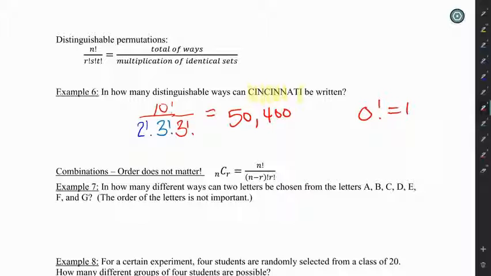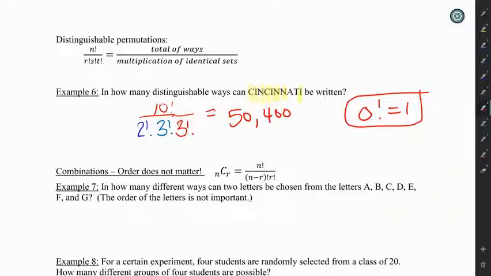Back to the reason why 0 factorial equals 1. If you're doing 0 factorial, like let's say we're talking about a bookcase. If I want to know how many ways I can put 0 things on a bookcase, there's one way: I can put nothing on a bookcase, and that's to leave the bookcase empty. So that's why 0 factorial equals 1.